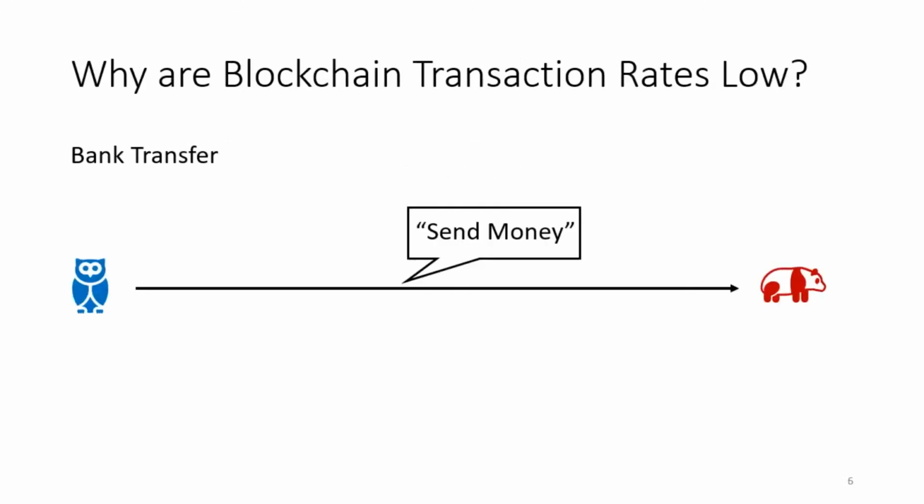And why is this? Well, suppose that one bank wants to send money to another bank. All that the bank has to do is have its computer call up the computer at the other bank and say, send money. And this works because banks have real-world presence, and they're subject to laws, and so if one of them tries to cheat the other electronically, they can sue and reclaim the money.